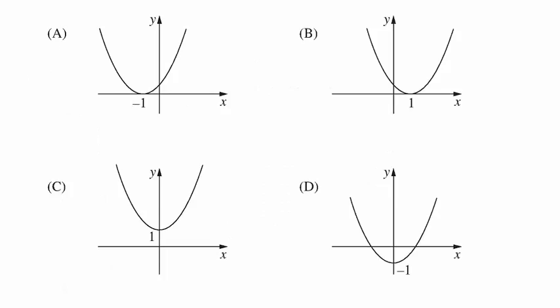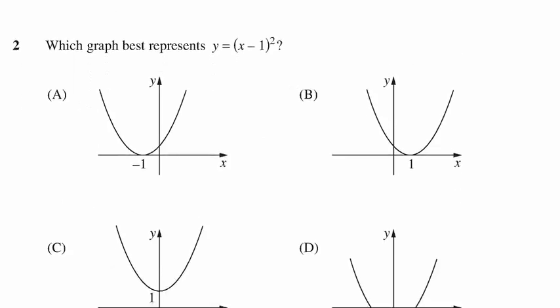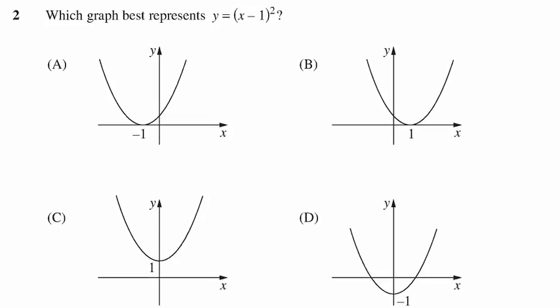Alright, so we'll move on to question 2 now, and this question is asking us, which graph best represents y equals (x minus 1) squared? And so we know it's a parabola because of this squared term, and the easiest way to find out which of these it is, is looking at when this equals 0. And so this is going to equal 0 when x equals 1, because 1 minus 1 is 0, and so when x equals 1, y equals 0, and so we come over here to these graphs and we see that when x equals 1 here, y equals 0, so the answer must be B.